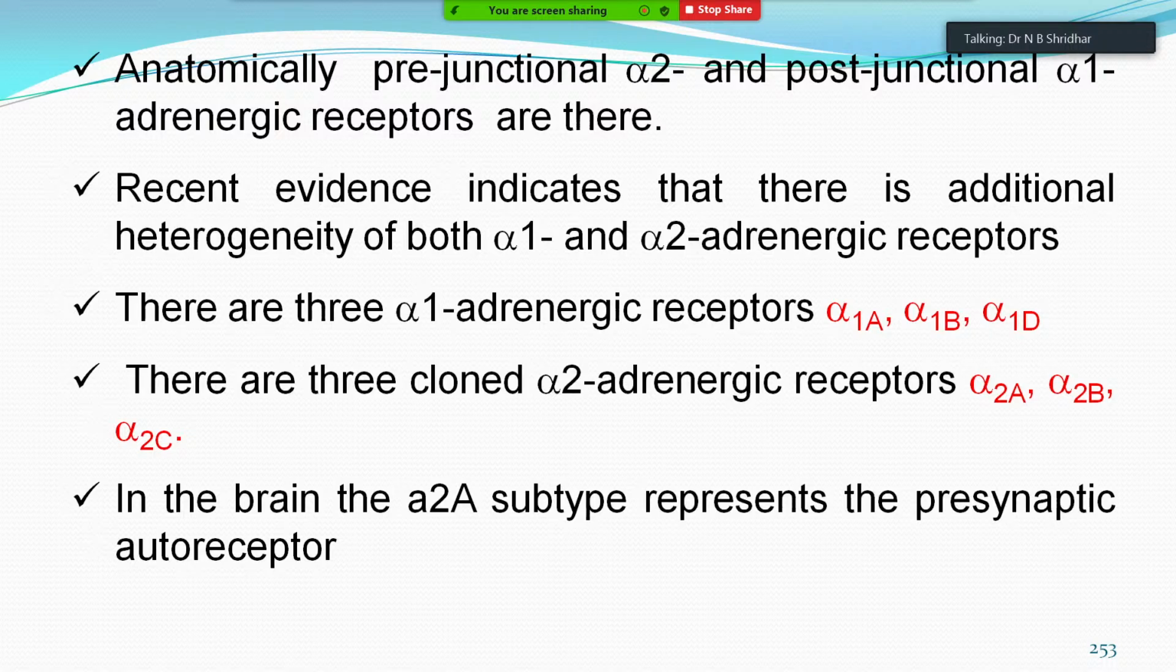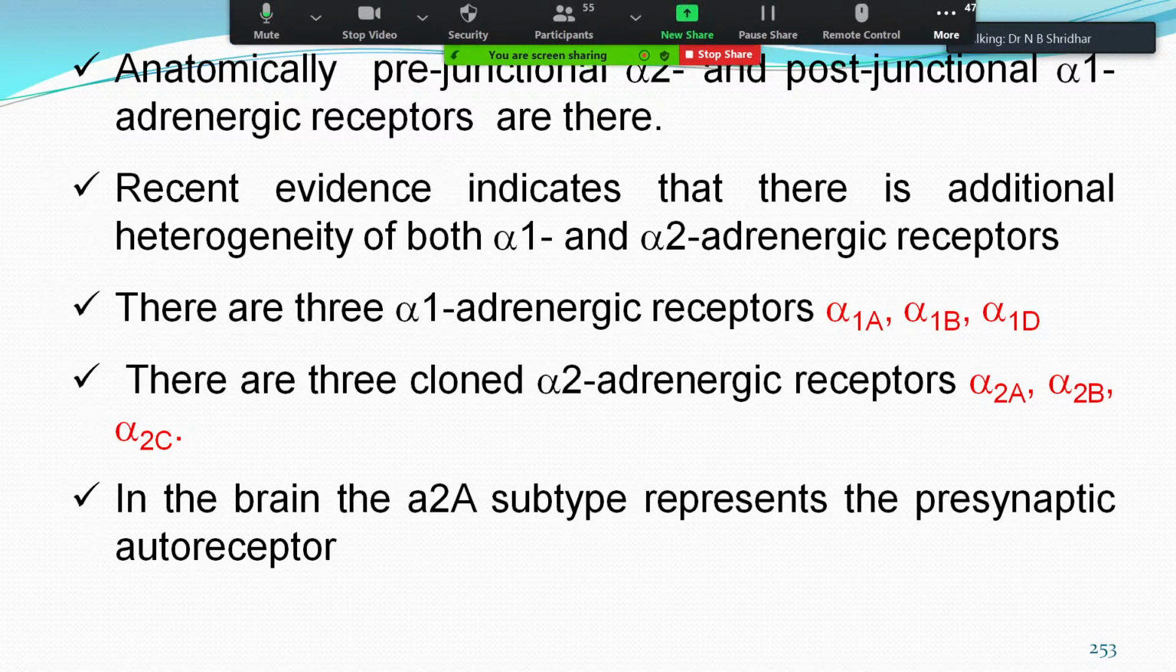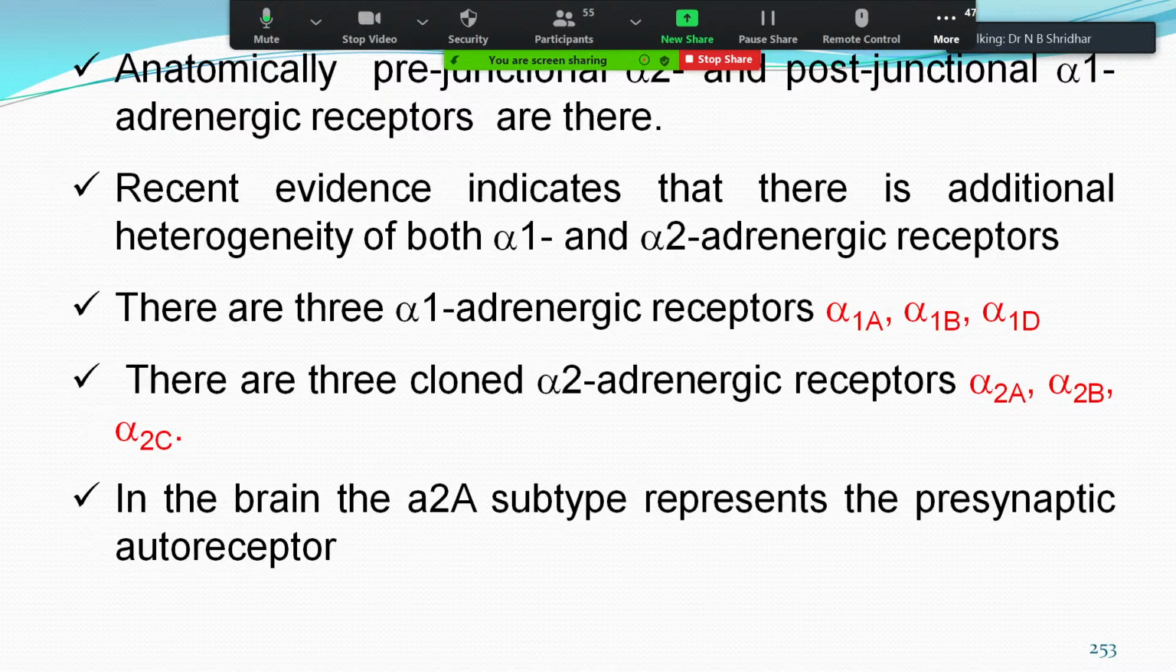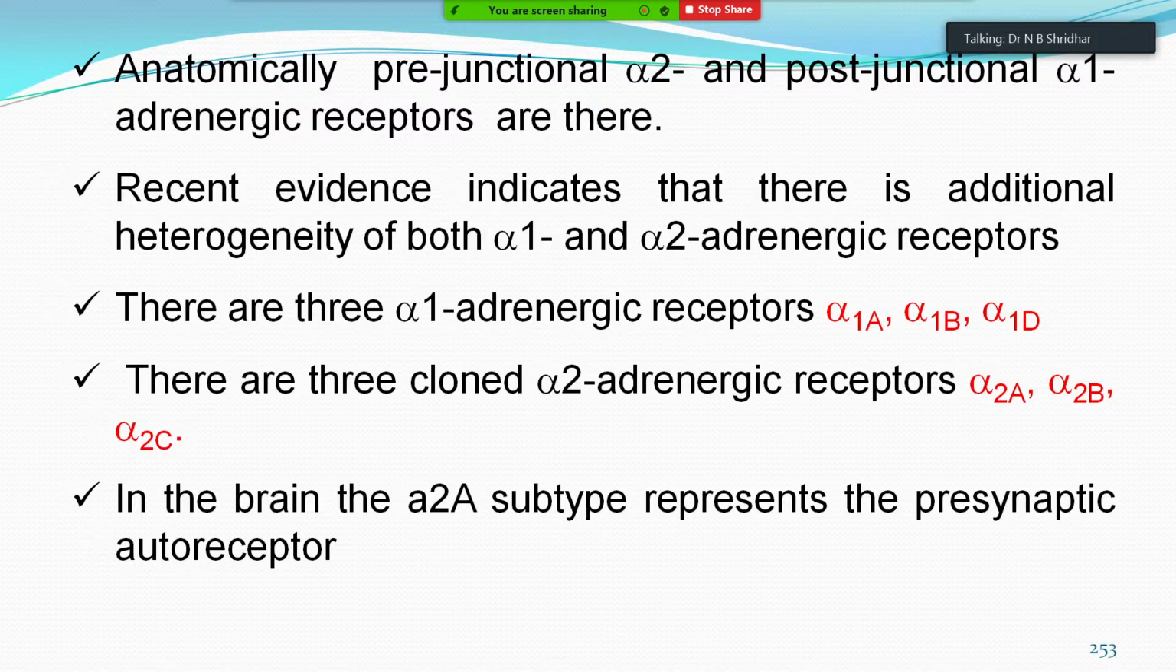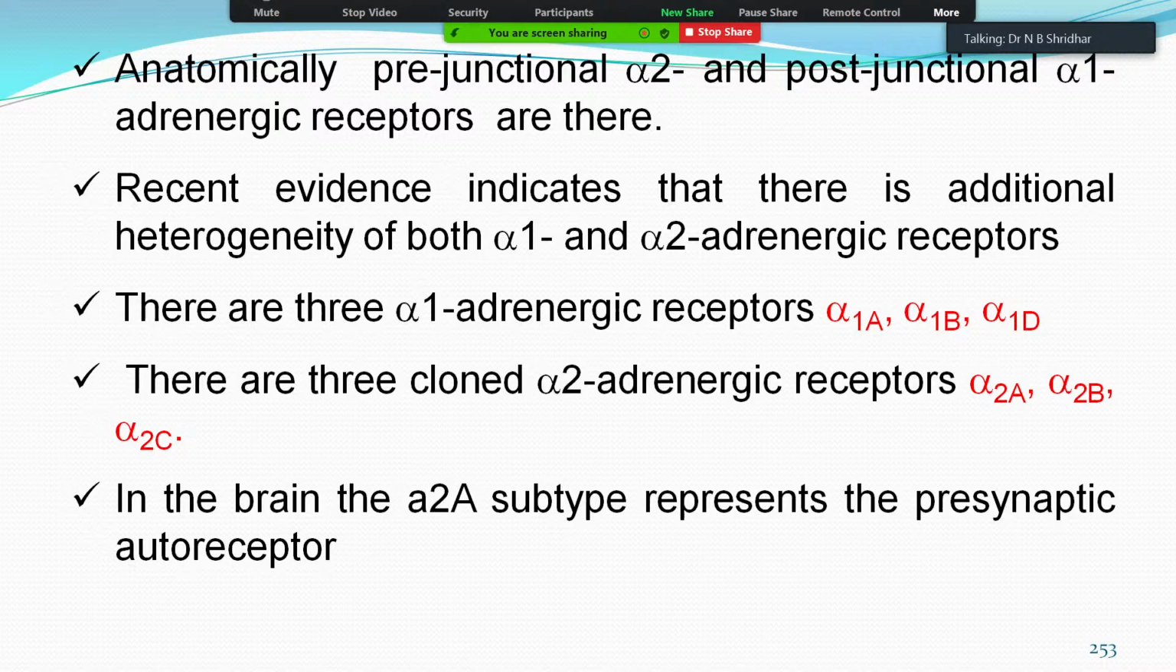So there are three alpha 1 adrenergic receptors as we have already known: alpha 1A, alpha 1B, and alpha 1D. And of course, in alpha 1, A, B, D, C is not there. Please remember, in case of alpha 1A, alpha 1B, and alpha 1D. Whereas in case of the alpha 2, there are once again four classifications: alpha 2A, 2B, 2C, and alpha 2D is also recently found. In the brain, the alpha 2A subtype represents the presynaptic autoreceptor.